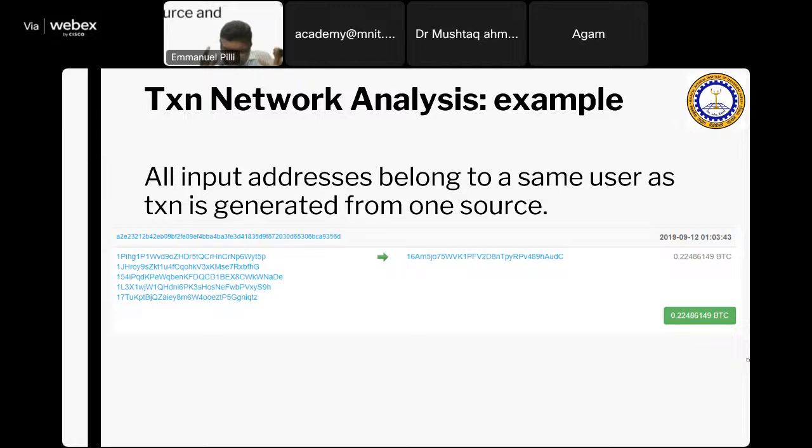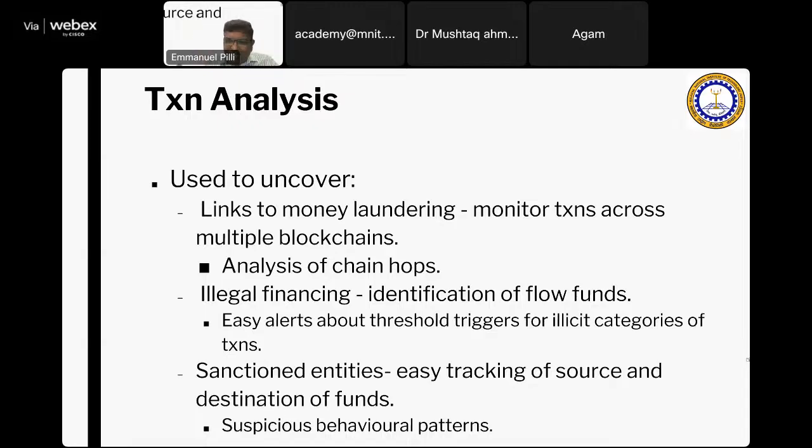Download the entire blockchain transactions, maybe 1 TB now. After downloading, what do you do? Analyze all the transactions. Use classification or clustering, different mechanisms. Analyze the whole dataset, analyze all the transactions, and you can find out.